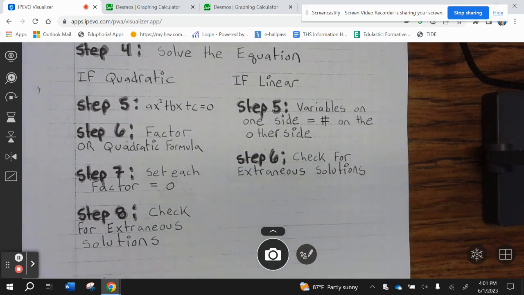If quadratic, step 5, you use ax squared plus bx plus c equals 0. Step 6, factor or use quadratic formula. Step 7, set each factor equal to 0. Step 8, check for extraneous solutions.